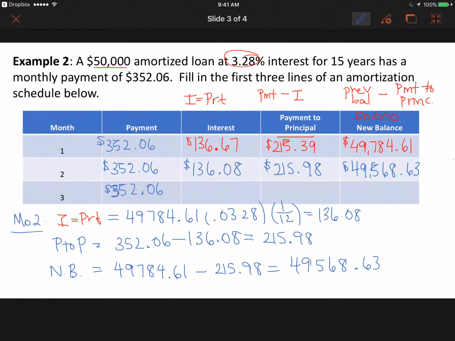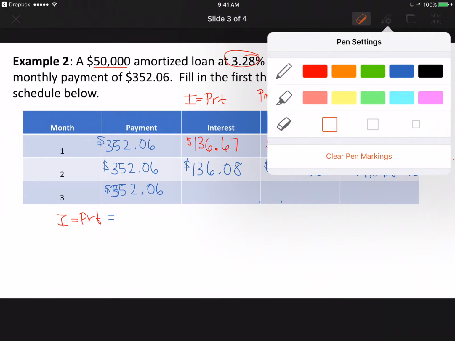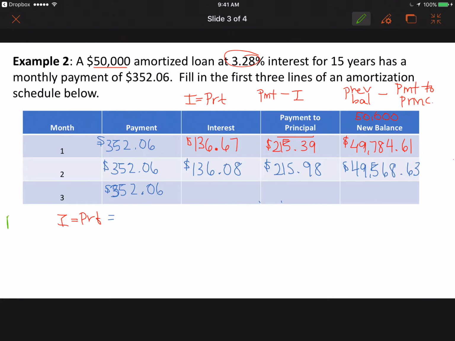All right, so we're going to try this for one more month, month 3. So let me erase the work for month 2. Let's do month 3 in green. Okay, so interest is PRT. Our new principal is the principal that we found at the end of month 2. So 49,568.63 times 0.0328 times 1 over 12 is 135.49.